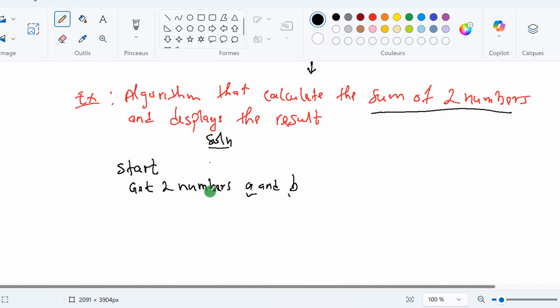A and B here represent what we call variables. When I say get two numbers A and B, it means that I have a variable called A and a variable called B. So if the user enters the first number, 5, that first number is stored in a variable called A. If he enters a second number, let me just say 6, that second number is stored in the variable called B.